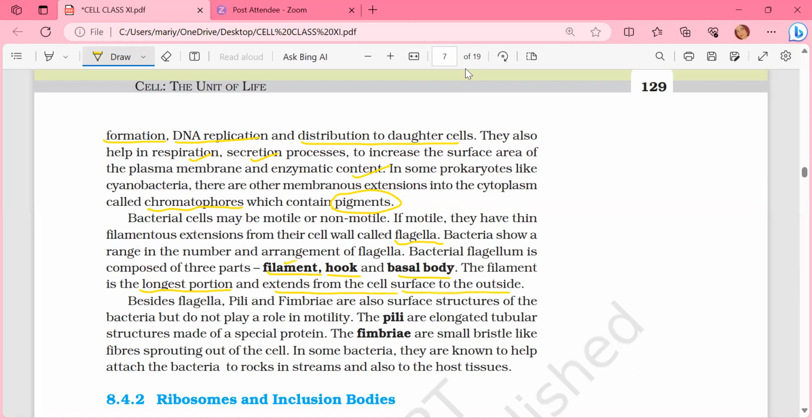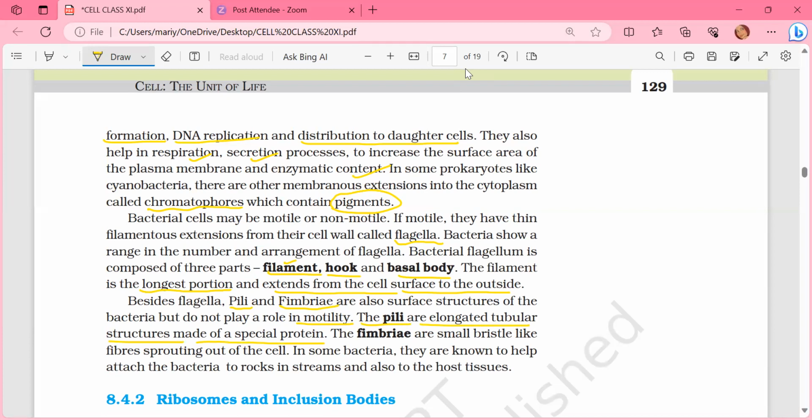Now this was about the flagella and the three parts it is made up of. Apart from flagella, there are two more structures. The first one is pili, and then there is fimbriae. These are also surface structures, but they do not play a role in motility. Flagella, wherever present, help in providing motility or mobility, but the pili and fimbriae are not responsible for motility. Now, what is the pili? The pili are elongated tubular structures made up of a special protein which is known as pilin.